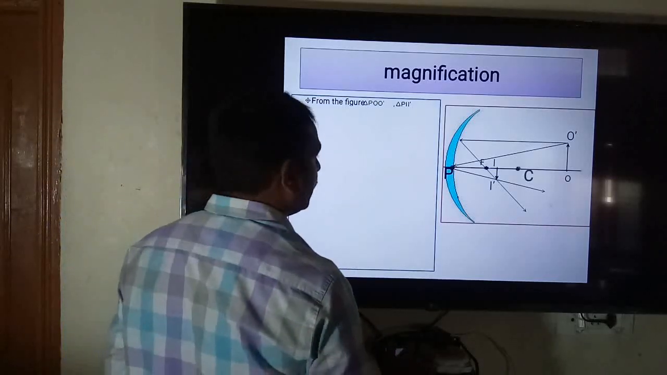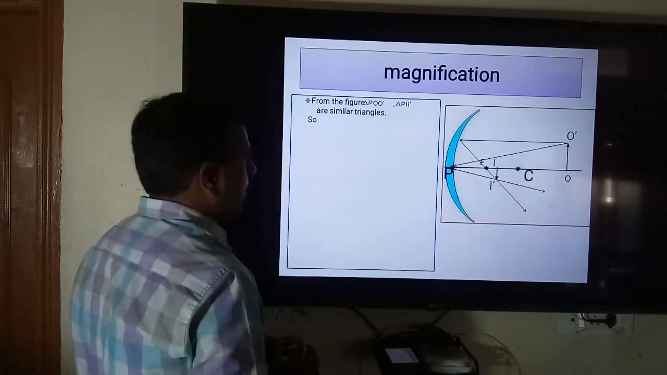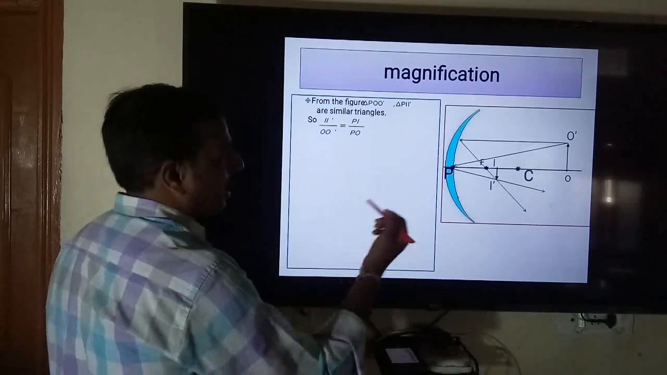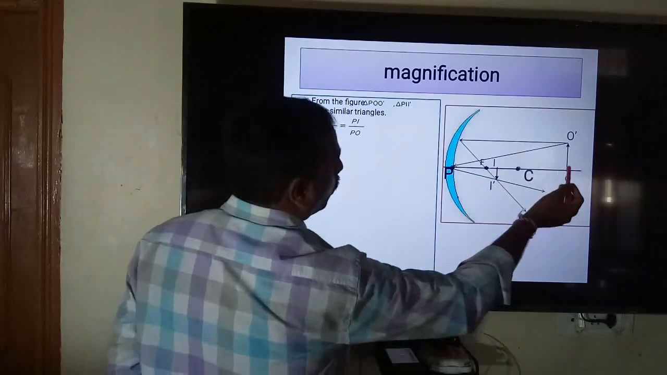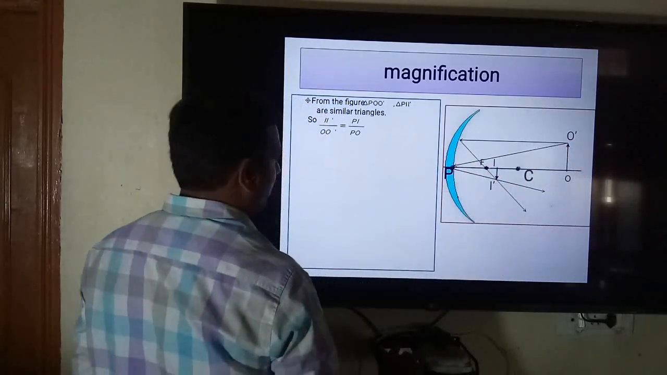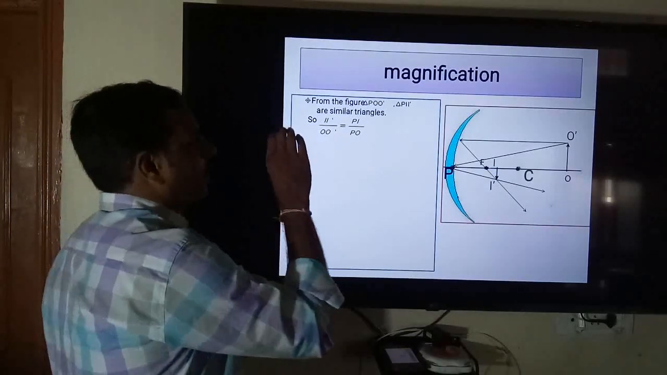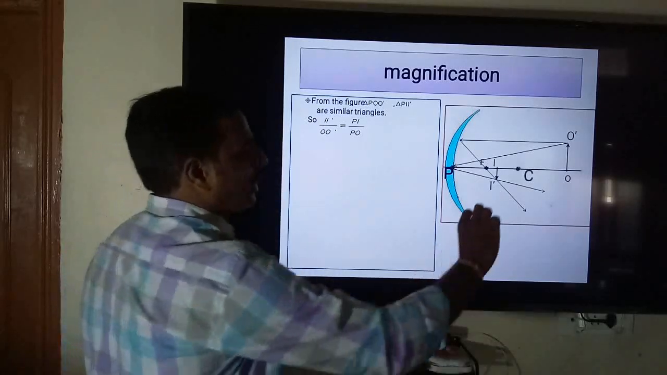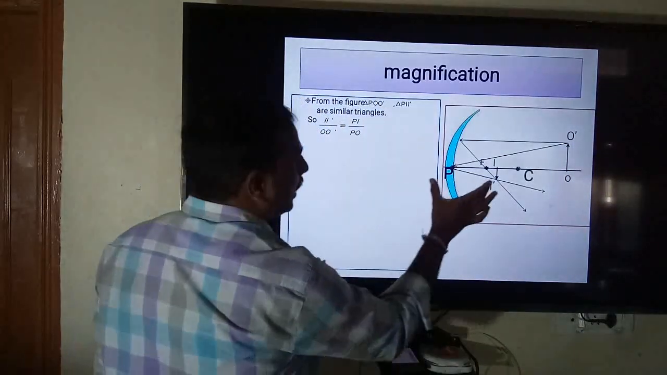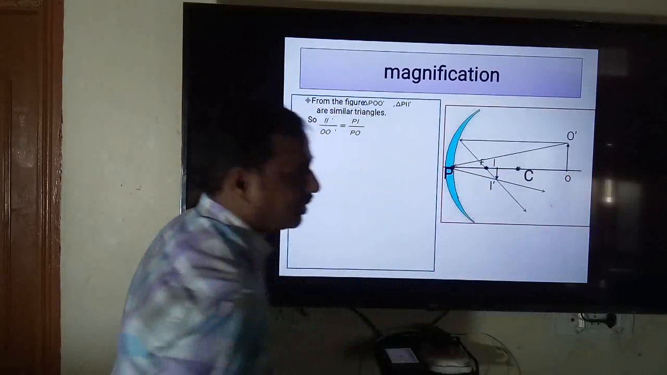So from that we can take, if these are similar triangles, then the ratio of corresponding sides is equal. We know very well that II dash over OO dash equals PI over PO. Now we are going to substitute the original values. I dash means the height of the image, and O dash means the height of the object. PI means the image distance, and PO means the object distance.